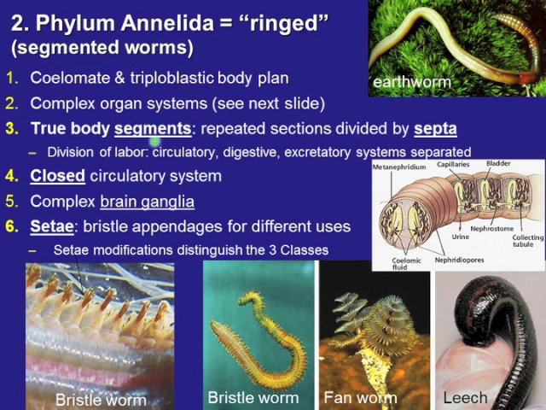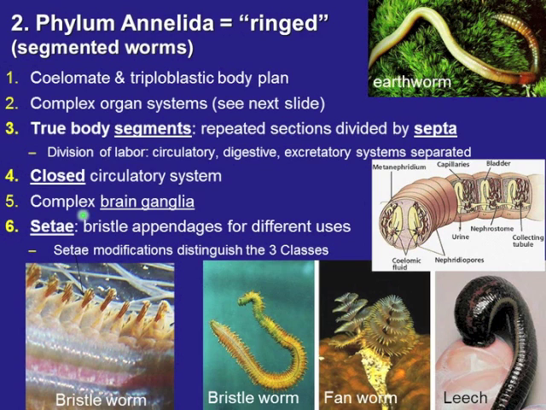3, they have true body segments, repeated sections divided by septa. What this does is divide the labor, or work, of each segment. Not only the work of locomotion, but circulatory, digestive, and excretory. 4, they have a closed circulatory system.